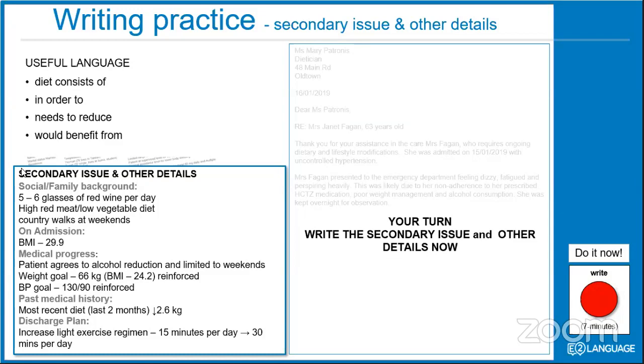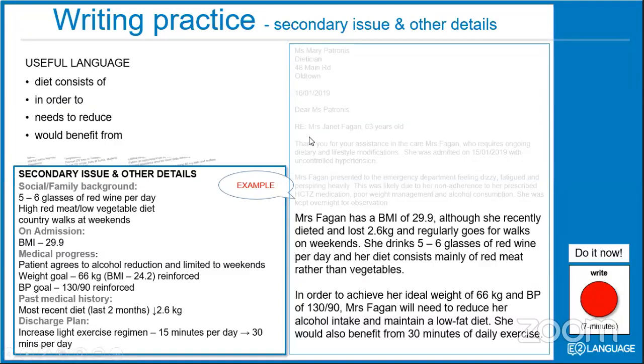Okay, thank you very much. Let's have a look then. This is what I've got for these two paragraphs. Mrs. Fagan has a BMI of 29.9, although she recently dieted and lost 2.6 kilos and regularly goes for walks on the weekends. She drinks 5 to 6 glasses of red wine per day, and her diet consists mainly of red meat rather than vegetables. Next paragraph. In order to achieve her ideal weight of 66 kilos and BP of 130 over 90, Mrs. Fagan will need to reduce her alcohol intake and maintain a low-fat diet. She would also benefit from 30 minutes of daily exercise.